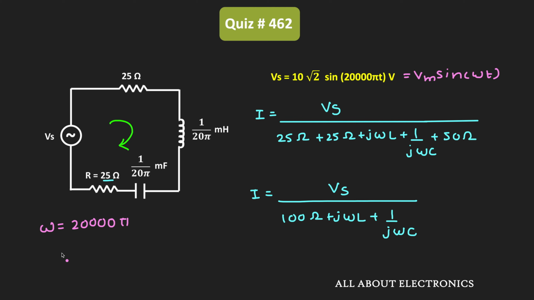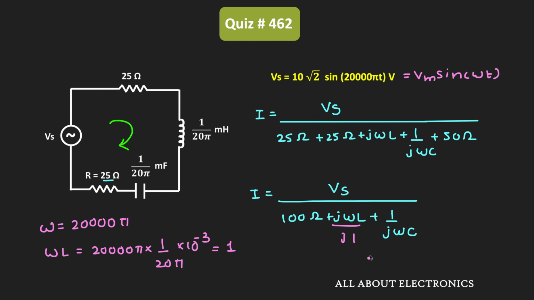So from this we can say that here this omega L is equal to 20,000 pi times 1 divided by 20 pi. And here the inductance is given in the millihenry. So to convert it into the henry, we need to multiply this term with the 10 to the power minus 3. So after the simplification, this omega L will come out as 1. That means here this j omega L term is equal to j1.